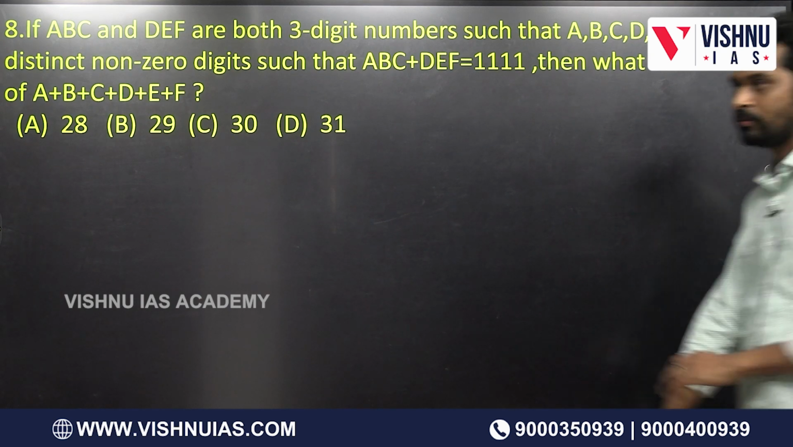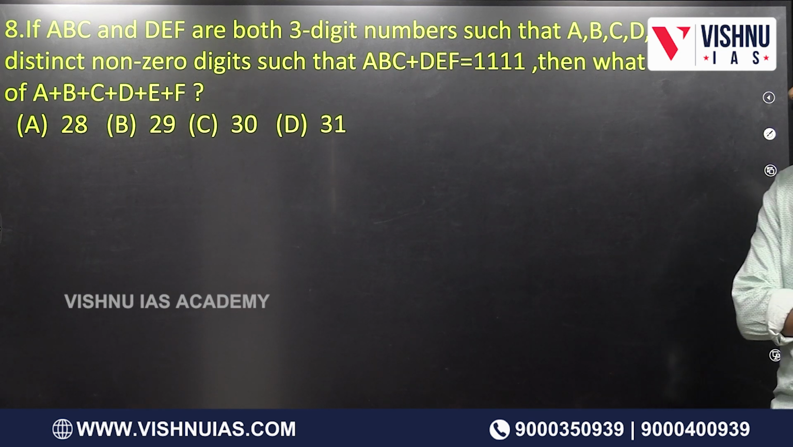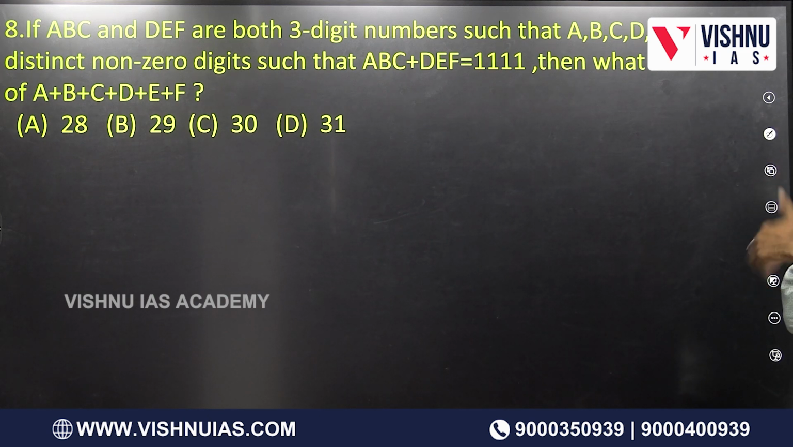Now note down this one. For this, pure logic should be applied. It's a slightly difficult question. If ABC and DEF are both 3-digit numbers such that A, B, C, D, E and F are distinct non-zero digits, which means that all the digits are non-zero, you should not use 0 as one of the digits for A, B, C, D, E, F. And if you add ABC plus DEF, we get the sum 1111. Then what is the value of A plus B plus C plus D plus E plus F?